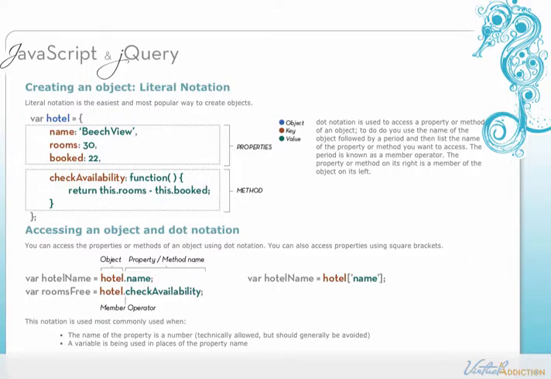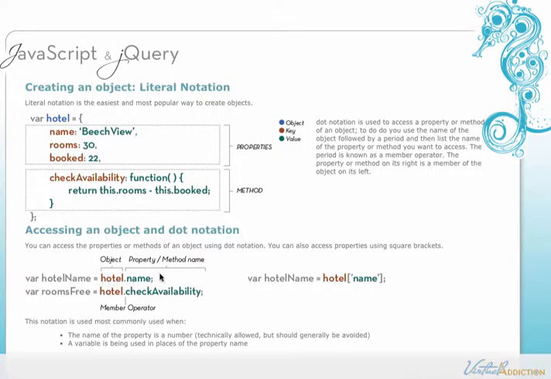You access the properties or methods of an object using dot notation. You can also access properties using square brackets. So to access a property or a method of an object, you use the name of the object, followed by a period, and then the name of the property or the method you want to access. This is known as dot notation.